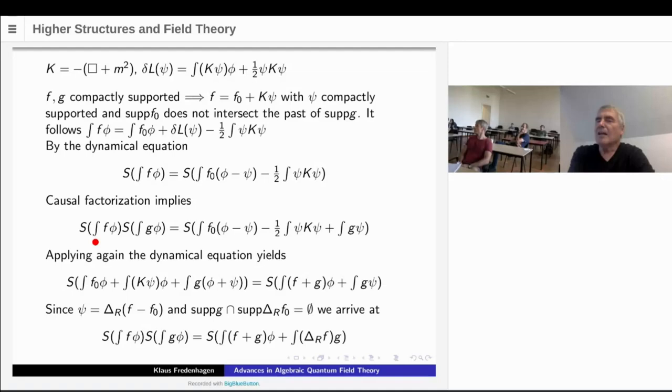Then I apply this law of causal separation. I take the product of these two S matrices, one with f, the other with g, and replace the f in the form of the equation before. So I get these entries, but now I can just add this second functional, the integral of g times phi. Oh, this is a typo here. This should be phi, not psi. Sorry.